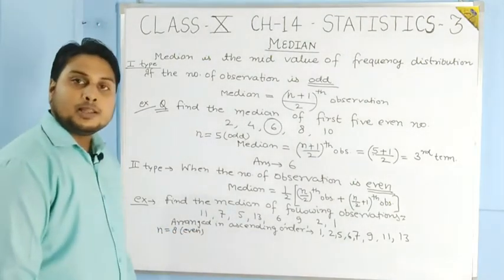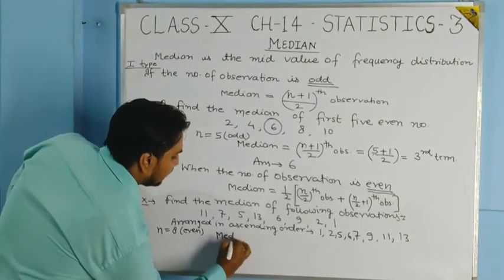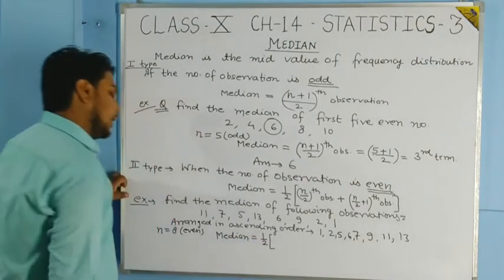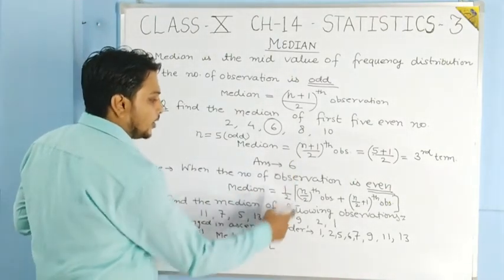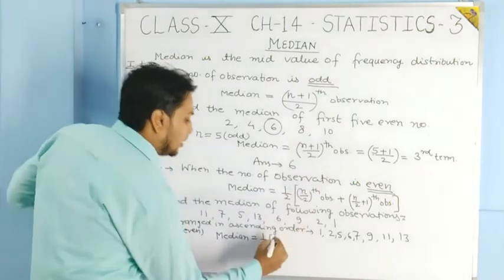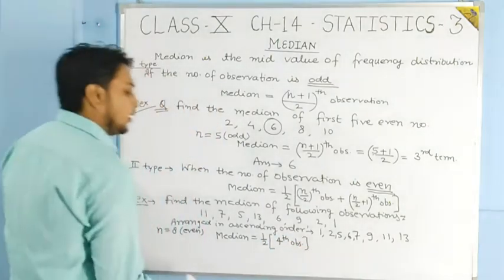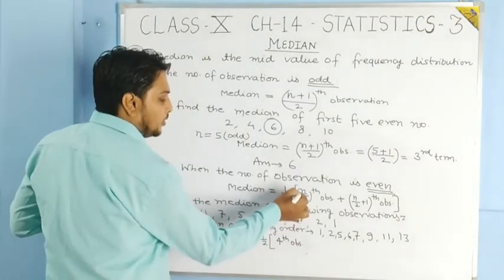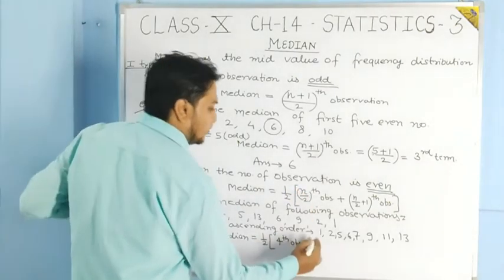So we are going to apply the formula of median for even number, and the formula is: median is equal to 1 by 2. Okay, see students, n is 8, so I am directly putting the values. Here n by 2th observation means 4th observation. N is 8, so 8 by 2 is 4. So it will be the fourth observation.